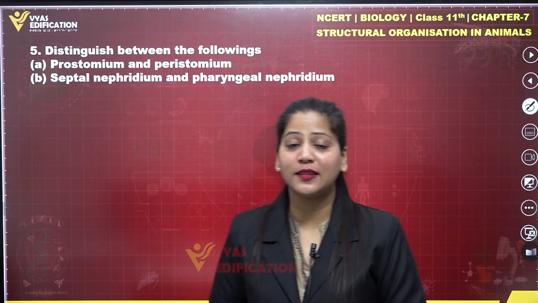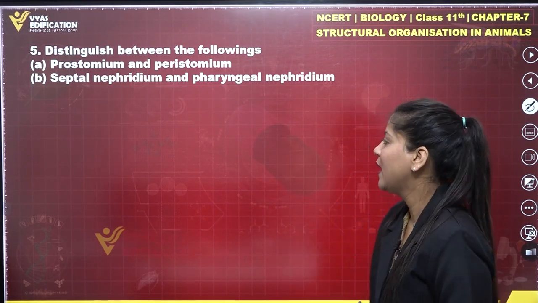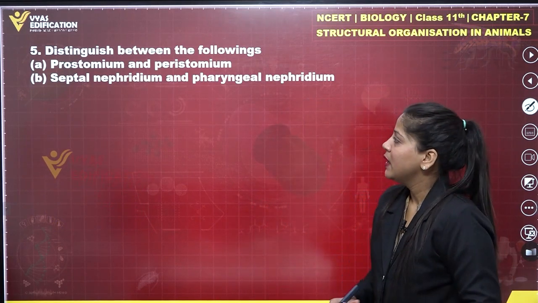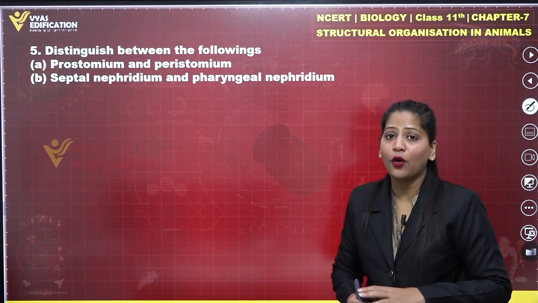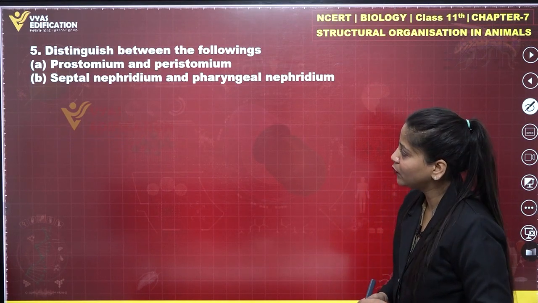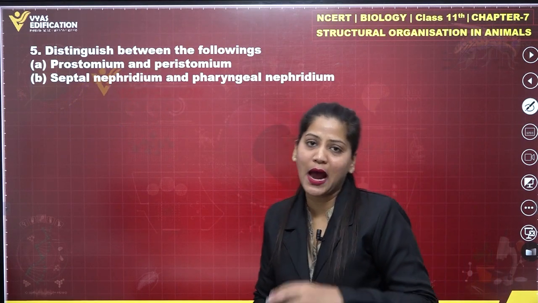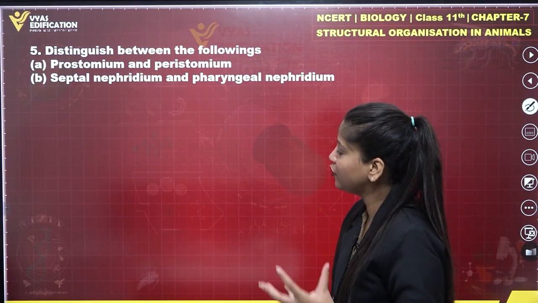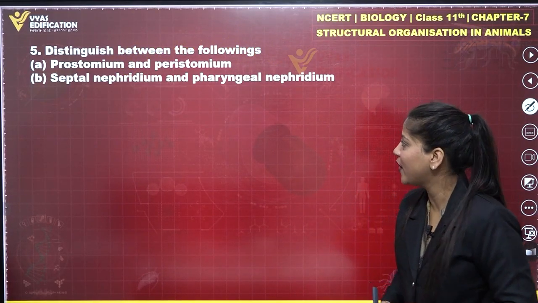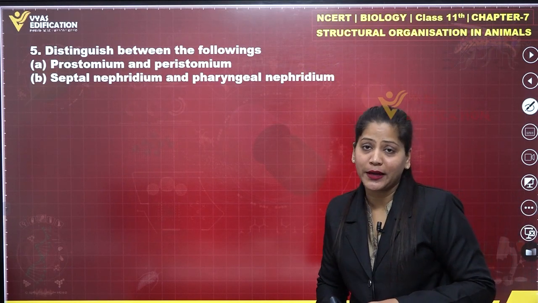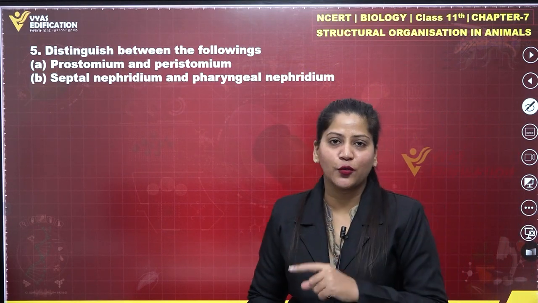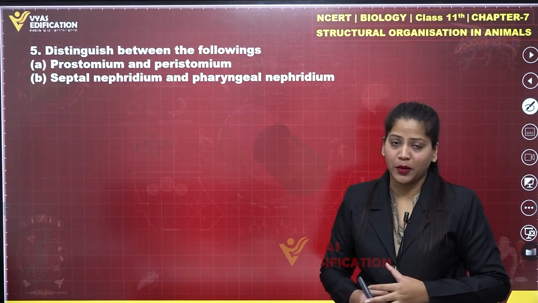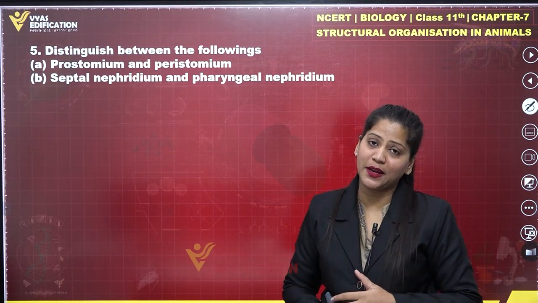So now we have to discuss another question, question number 5, and in question number 5 also we have two parts. We have to distinguish between the following. Part 1 asks us to distinguish between prostomium and peristomium. The second part is to distinguish between septal nephridium and pharyngeal nephridium. Alright, the first part of this question is distinguishing between prostomium and peristomium. What are prostomium and peristomium?